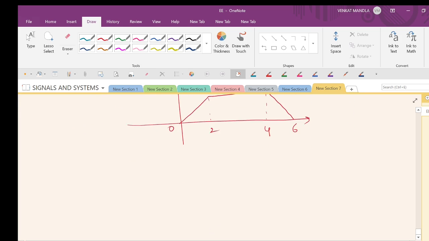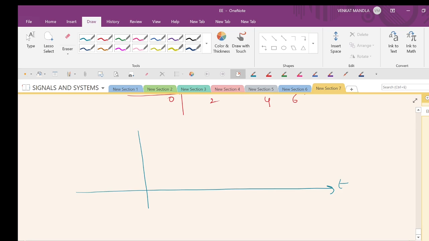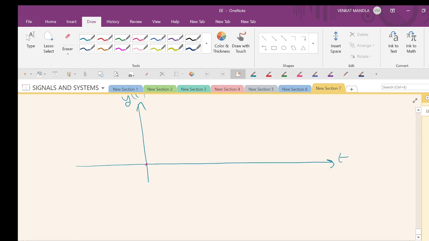So first, what I have to do is, this is t, this is y of t. First indicate the extreme points. How to get the extreme points? 0 plus 0 is 0, and 4 plus 2 is 6, so it goes from 0 to 6. This is 0 and this is 6.